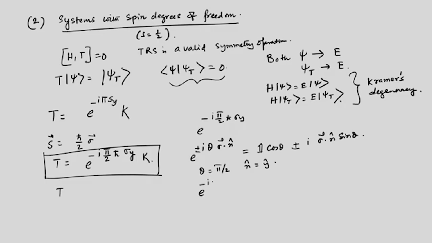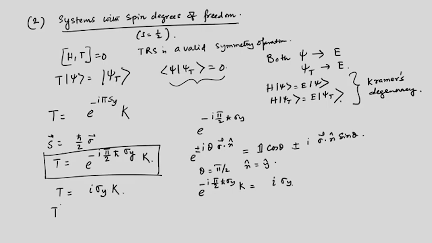So, exponential minus i pi by 2 h cross sigma y, you can take h cross equal to 1 if you like, that will be better, and this is equal to minus i sigma y, and that is all. At theta equal to pi by 2, the first term is 0 and the second term gives you sin theta equal to 1. So, it is simply minus i sigma y. So, T is equal to i sigma y K.